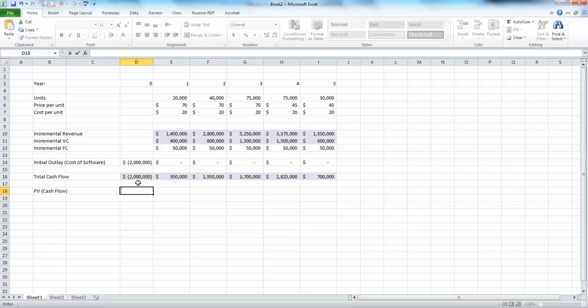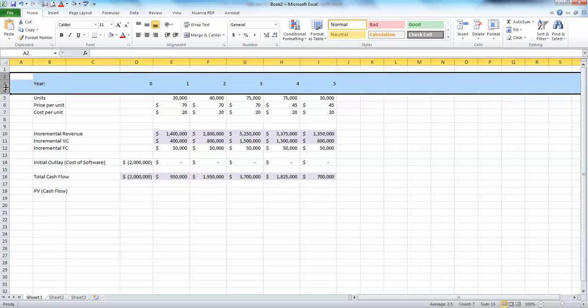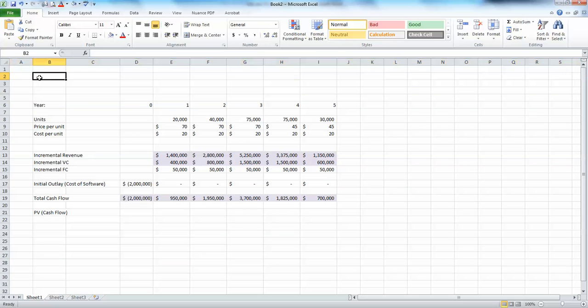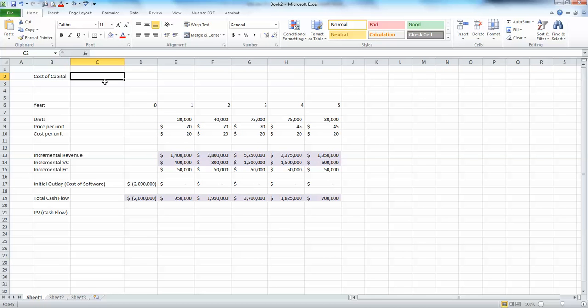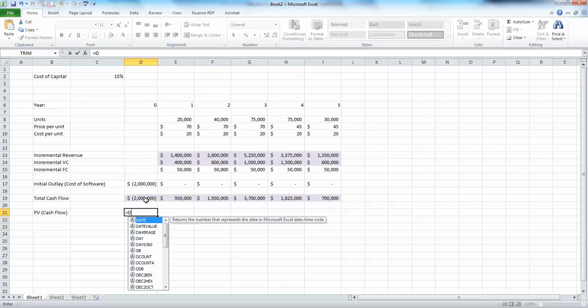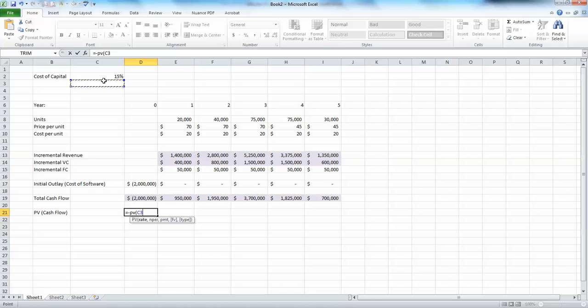Your rate, well, we don't have that yet. So I need to put some stuff at the top. I call this cost of capital. That's the rate that we're going to use. And I think we're assuming a cost of capital of 15% for this project. So our present value of cash flow is equal to negative PV, the rate. So go up top and make sure you have the dollar signs around it, because when I carry that to the right, I do not want C2 to move at all.